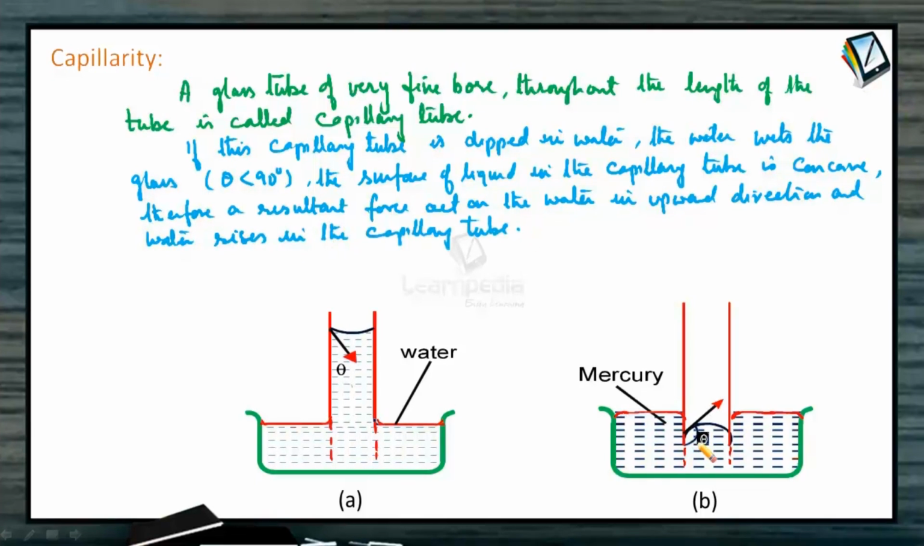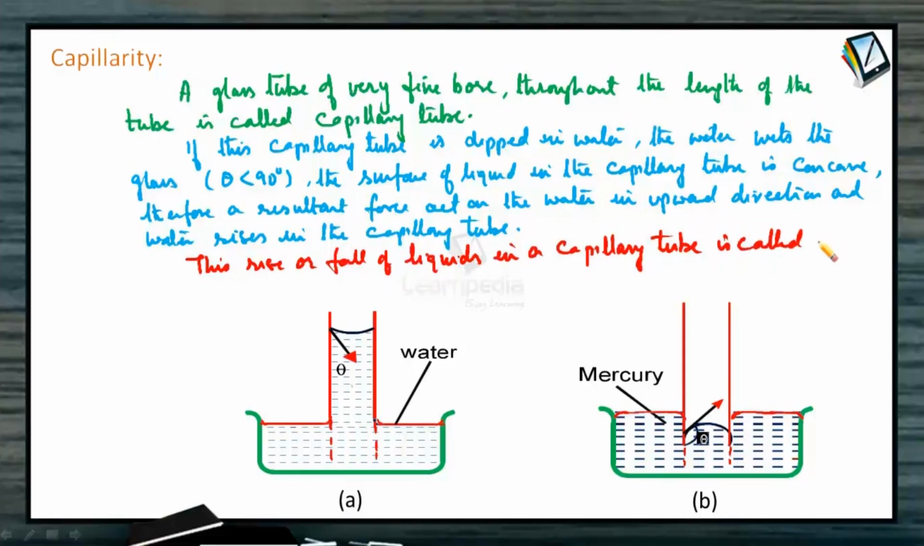Similarly, if the capillary tube is dipped in mercury, theta is greater than 90 degrees. The surface of liquid in capillary tube is convex. Therefore, a resultant force acts on the mercury in the downward direction and the mercury falls in the capillary tube. This rise or fall of liquid in a capillary tube is called capillarity. So, it is a phenomena of rise of liquid or fall of liquid when a capillary tube is dipped in the liquid.